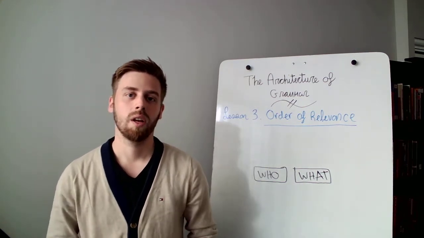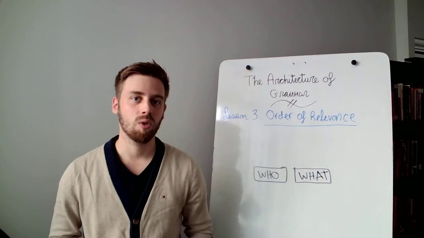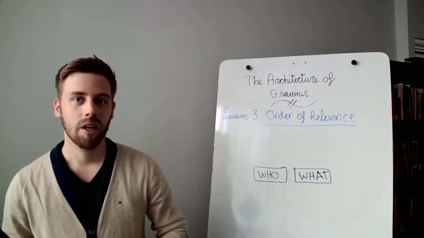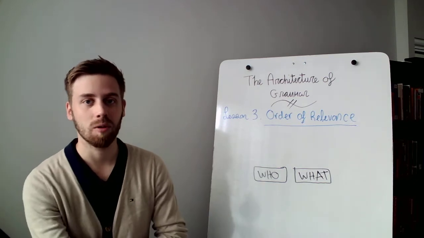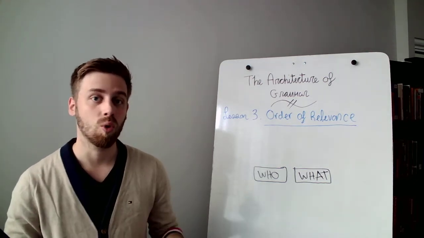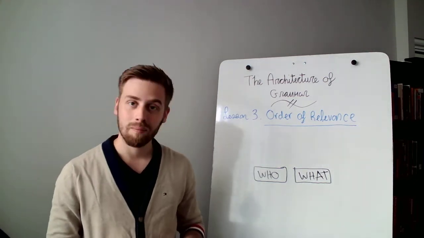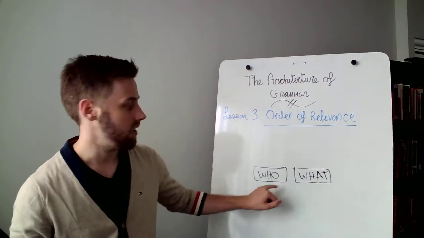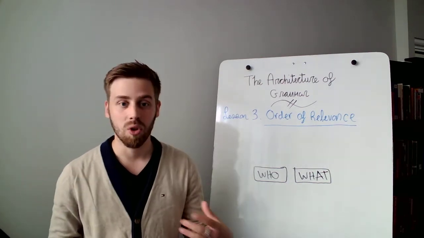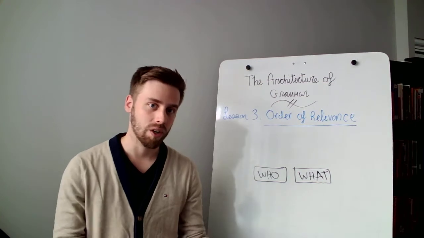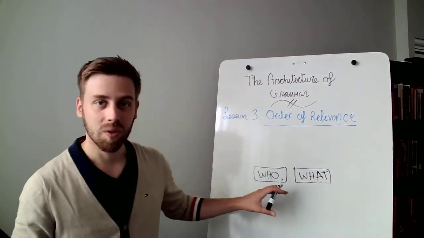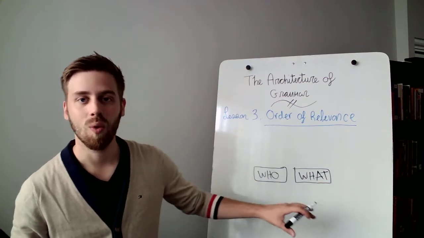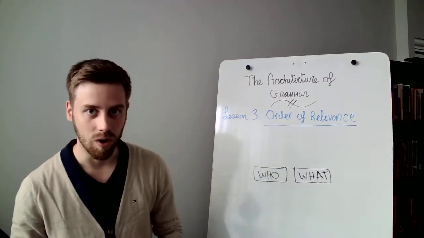Now, in the last video, we've talked about the components of a sentence and the grammatical requirement. So we've talked about the fact that we always need a who and a what. We always need someone doing something in a sentence. That's critical. However, as we've mentioned, you also need these other elements such as when, where, why, how, etc.